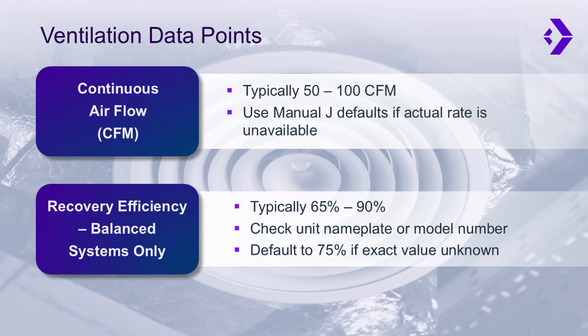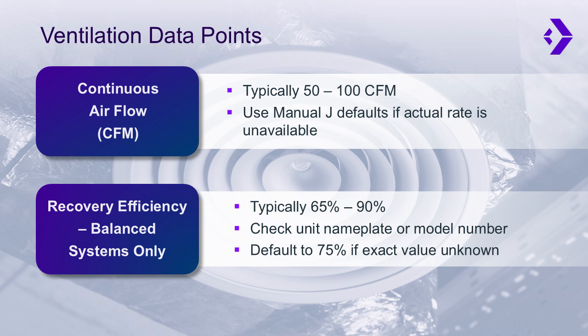After you've identified the ventilation type, we need two data points about it. First, what is the average continuous airflow rate in CFM? That's typically between 50 and 100 CFM. Some with more powerful fans might be programmed to run on and off on a cycle to reach that average. If you can't get the actual rate, using Manual J defaults for the number of occupants and size of the home is going to be a valid input.